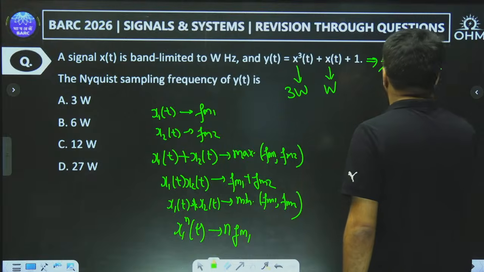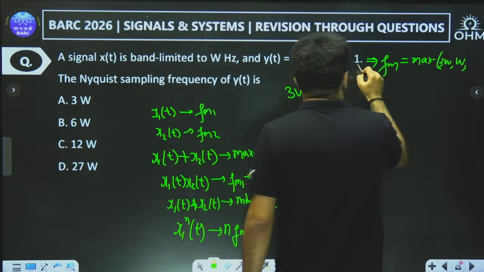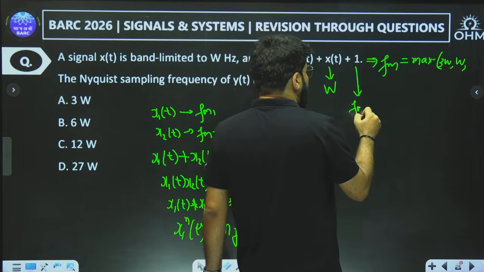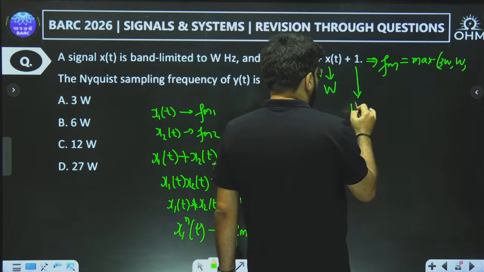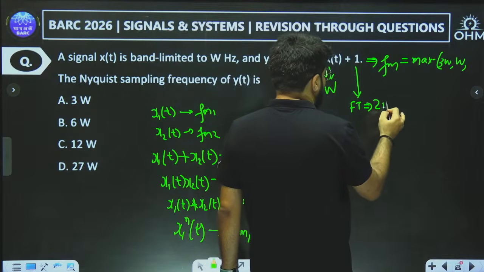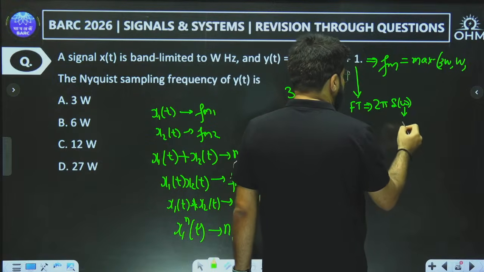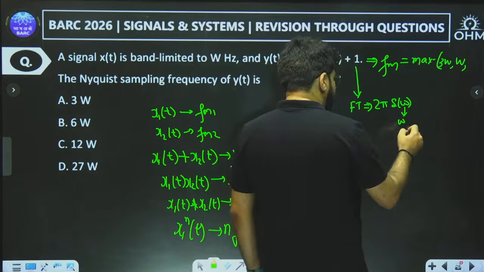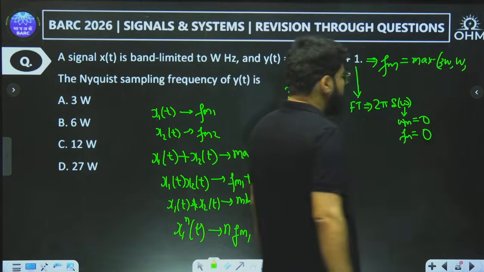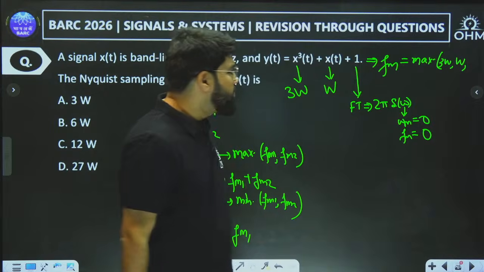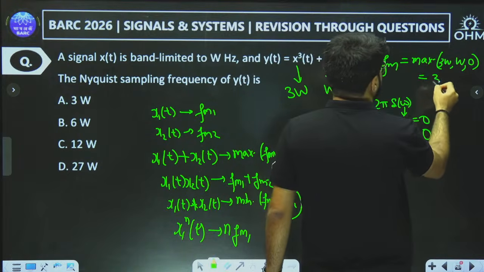3W or W or how much? Now, what is the highest frequency component for 1? What is the Fourier transform of 1? The Fourier transform of 1 is nothing but 2 pi delta omega. It only contains an impulse at omega equal to 0. So omega m equal to 0, or even fm is 0. There is only one single frequency, that itself is the maximum. So among 3W, W, 0, the maximum is 3W.